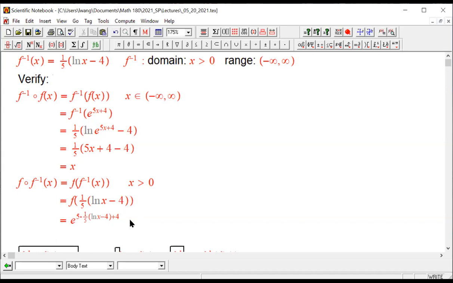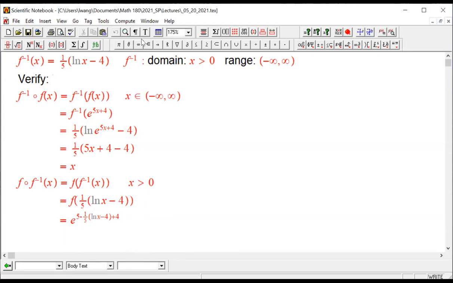Should I do it again? 5x plus 4. Okay, so this guy, if this were X, that's the rule of the function. So when this X is replaced by that, this X will also be replaced by the same thing. Is that clear to you? Okay.